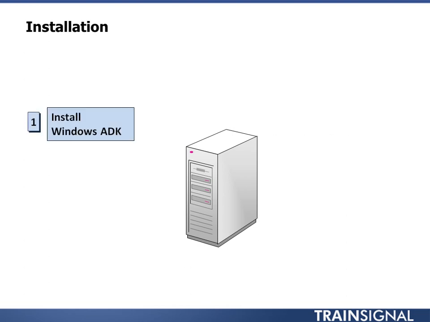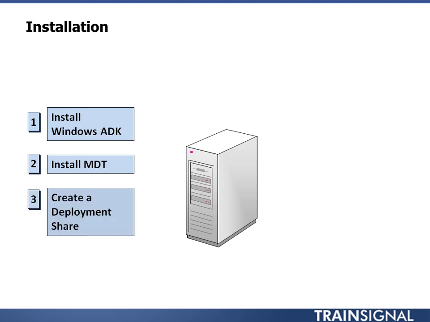The installation process is pretty simple. There are only 3 steps. Step 1, install the Windows Assessment and Deployment Kit. Step 2, install MDT. And Step 3, create a deployment share, which will give you an MDT 2012 Update 1 deployment server. It's going to look like this.